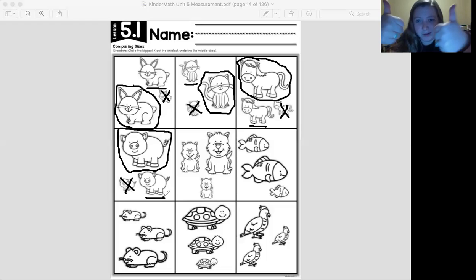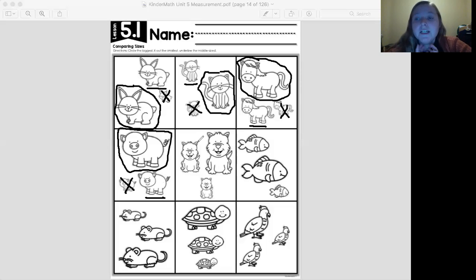How do we do? Thumbs up, thumbs in the middle, thumbs down. It's okay if you got some thumbs down or thumbs in the middle. We're going to keep trying, all right, as long as you tried your best. All right, we're going to do the same thing with the dogs, okay?